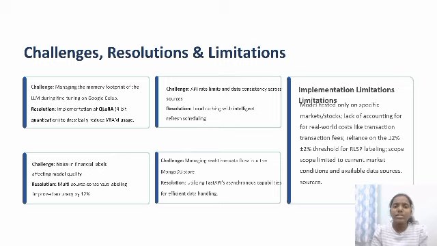Then label noise and API limits. We have solved this by using multi-source labeling, improving labeling accuracy by 12%, and local caching with smart refresh to bypass the rate limits.